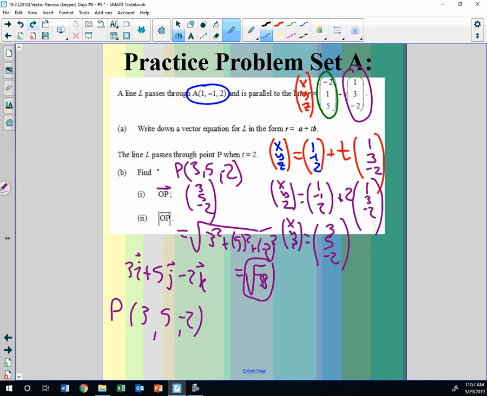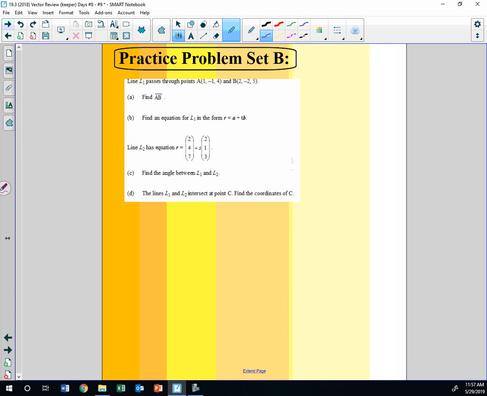Now we're going to talk about making a unit vector. If the magnitude of OP is the square root of 38, we can turn it into a unit vector by dividing the whole thing by the square root of 38. But we'll get to that in a little bit. You try practice set B. Pause this if you're on the computer. Try A, B, C, and D, and then we'll go over them shortly.